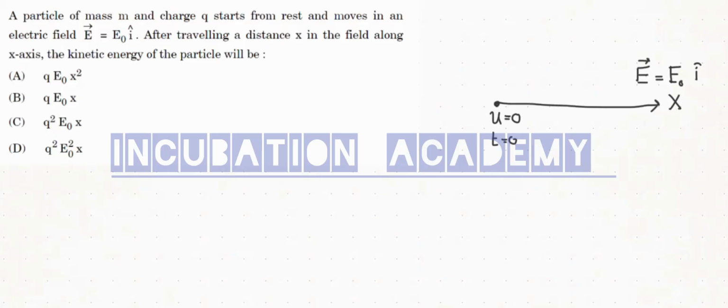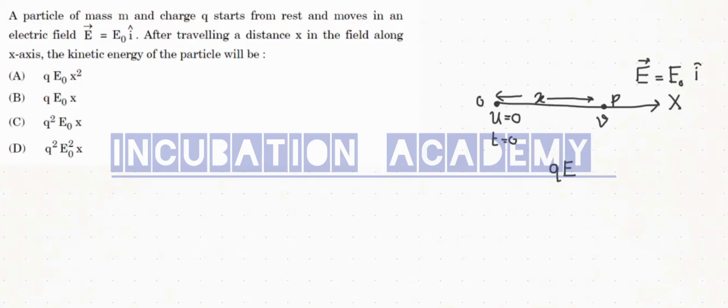It is said in the question it travels a distance x. So after covering a distance x, let us say it starts from O and reaches the point P, so OP, the distance between O and P, is x. When it reaches the point P, its velocity is non-zero now, its velocity has increased and it becomes v. Why? Because an electrical force qE acts on it, in the direction of the electric field.